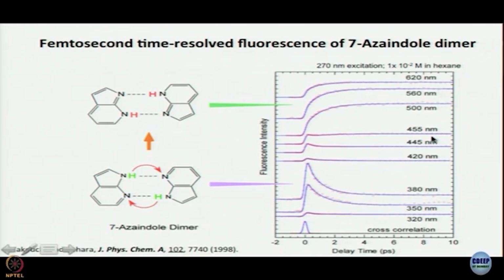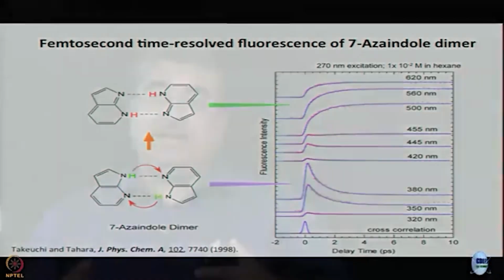Of course, the moment you go from 455 to 500, it is rise all the way, followed by a long lifetime. But the reason why I am spending so much time on this is that this is what you see: a fast decay followed by a rise when you see emission, when you are in the region of an emission spectrum where you have both.